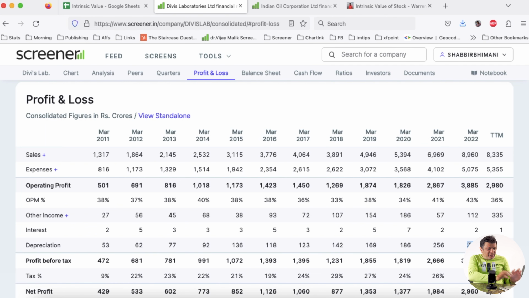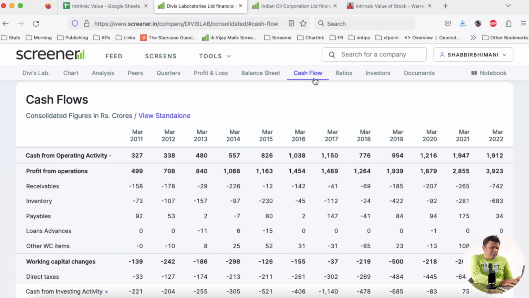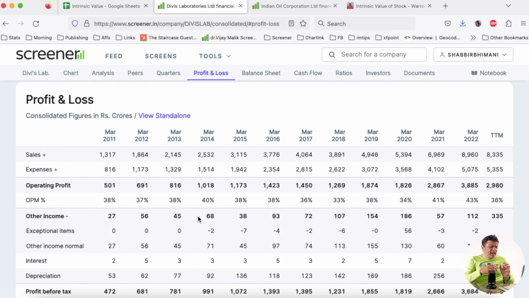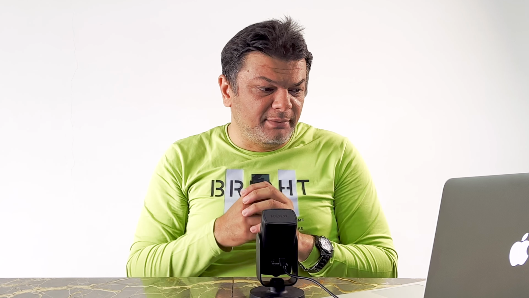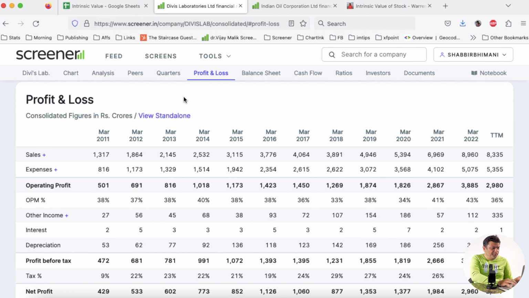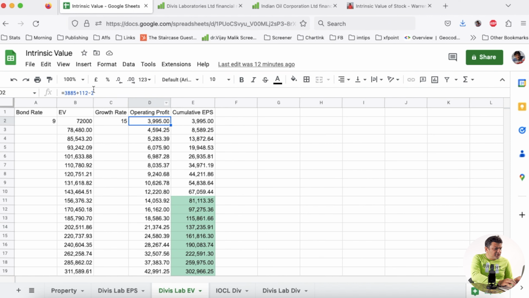So what happens is we use 3885 plus 112 minus 2 as the total cash the business is able to generate. This is a simplistic way of looking at it. Ideally, we should be looking at the cash flow, but I generally prefer to look at operating profit and the other incomes. However, the other income should not be from exceptional items. I don't want to include exceptional items, but only those that are part of the normal business. So it becomes 3995.